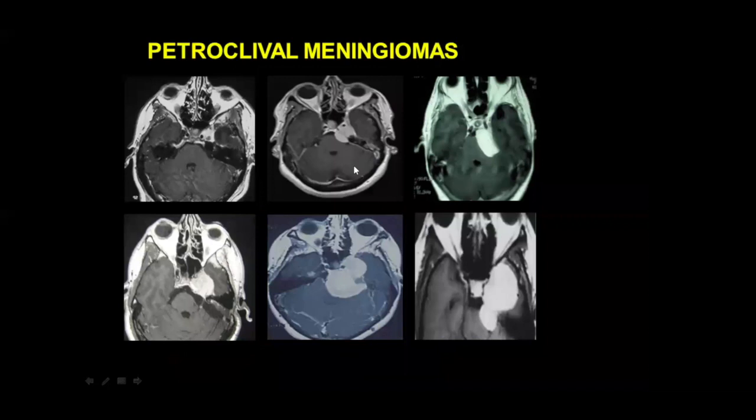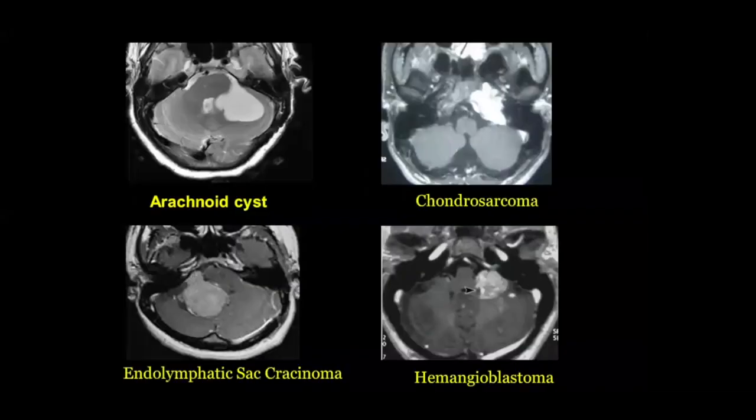Petroclival meningioma is the second commonest lesion in that area. Of course, we have to speak more of the cerebellopontine angle meningioma rather than petroclival. It is the second commonest differential diagnosis in the cerebellopontine region. Arachnoid cyst comes third, and then the rest of the pathology.